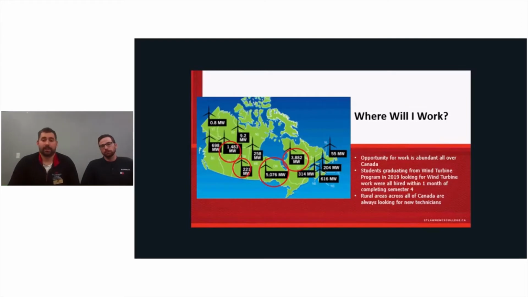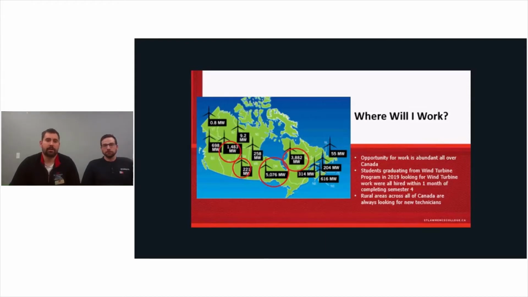All right, where will you work? I got a map off the CanWEA website. This is some of the information I always get from there. It's the Canadian Wind Energy Association. They're a great resource if you're ever interested in wind and want to know where the wind is, what's happening in Canada, how the wind farms are working, and some quick facts. You can always reference that website.